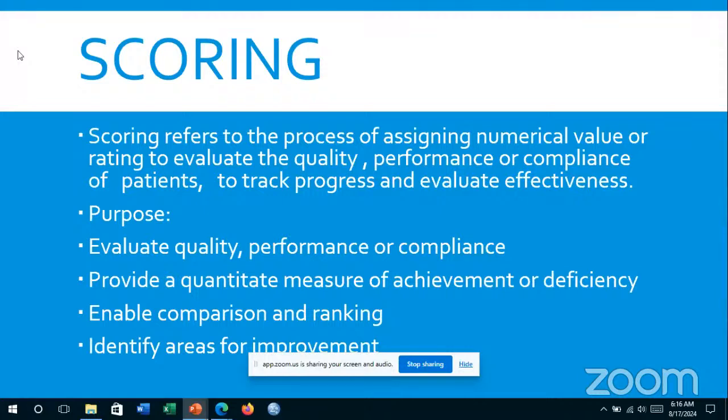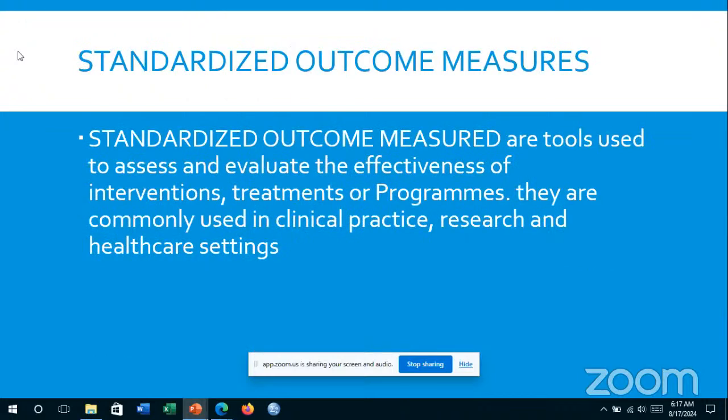First of all, understand the process of identifying and evaluating the quality, the performance, or compliance of patients. That is when you are trying to track progress and evaluate effectiveness. So, what exactly is the purpose? The purpose is to evaluate quality, performance, and compliance, to provide a quantitative measure of achievement or deficiency, and to enable comparison and ranking. You have to identify areas of improvement.